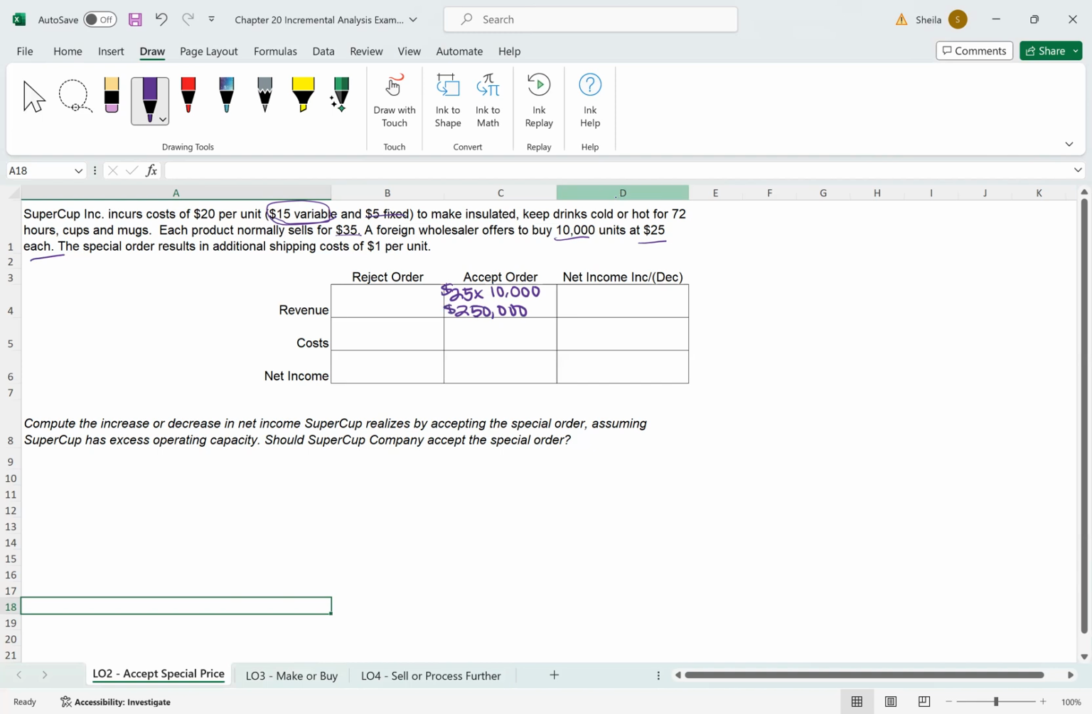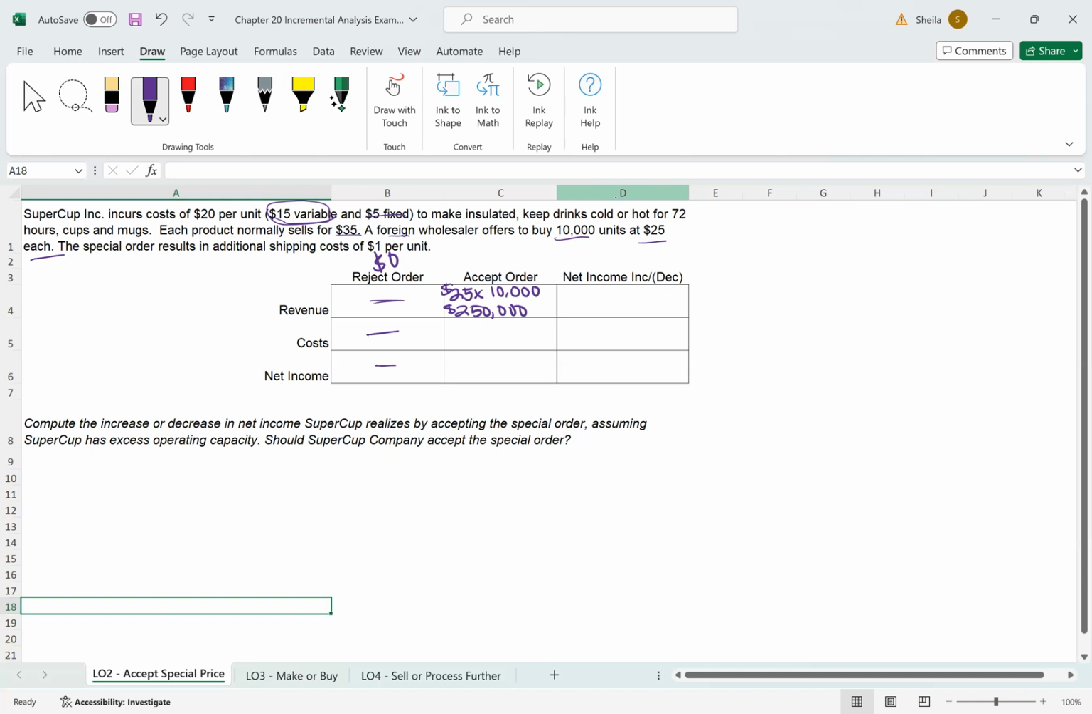Okay. Now, in rejecting the order, we are giving up $10 per unit. However, the key to the accept or the reject order is if we reject this special order from the foreign wholesaler, we don't generate any revenue or have any cost. So the reject is always zero. Okay, always zero. Now, some might say, well, is that an opportunity cost of giving up the $35 for $25? Not in this scenario, okay?